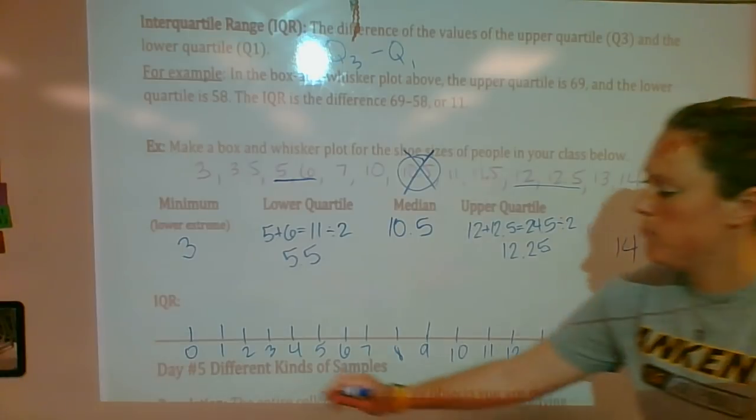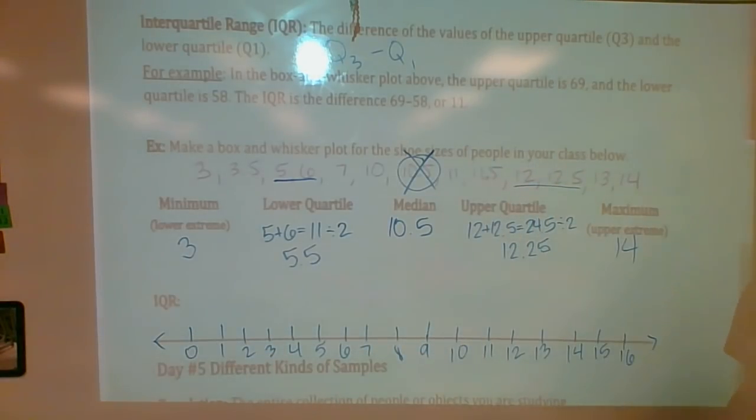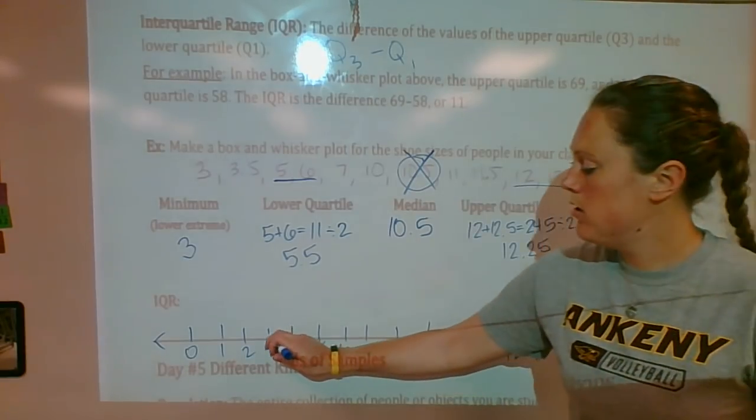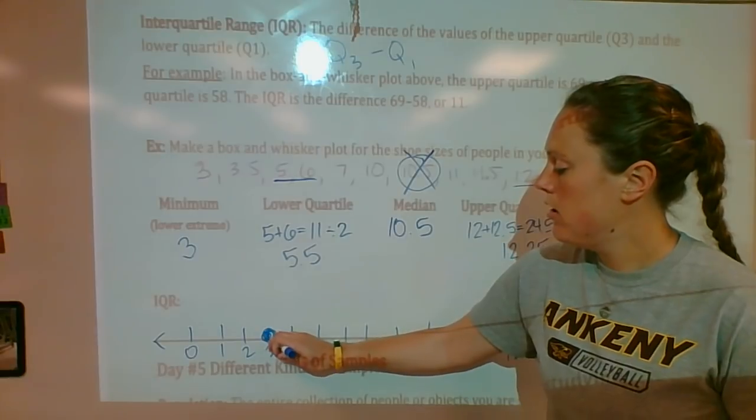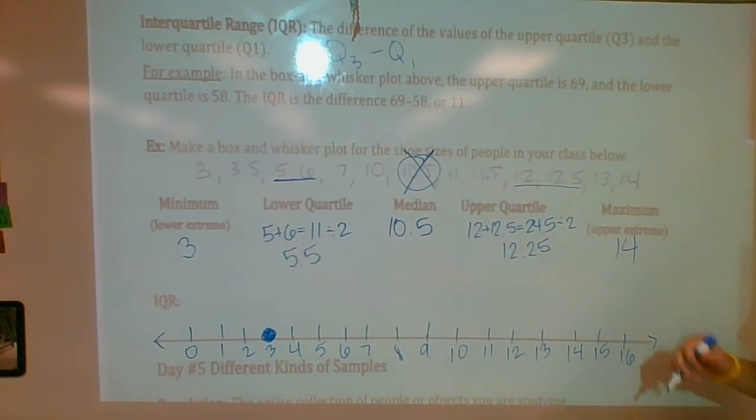Okay. For the project, you'll be given a number line. So make sure they're equally spaced out. And now I can start to graph. So my minimum was 3. I'm going to go and put a dot there. My maximum was 14. I can put a dot over there as well.